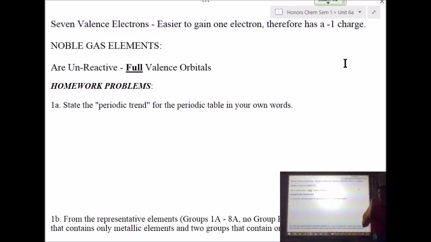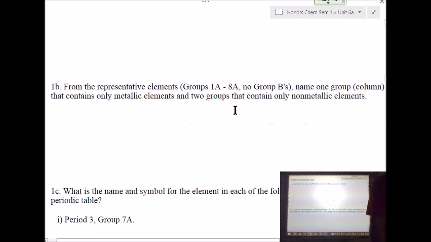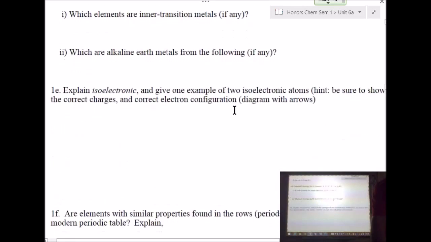And the second thing is the columns, or the families, the groups that go up and down, those have similar properties, chemical and physical. So again, the periodic table is arranged by increasing atomic number, or protons, and the columns represent elements that have similar properties or similar characteristics. Okay. You might see some other questions that look very familiar. You may have seen them earlier on or similar to it. But I think the rest of these you should be able to answer.